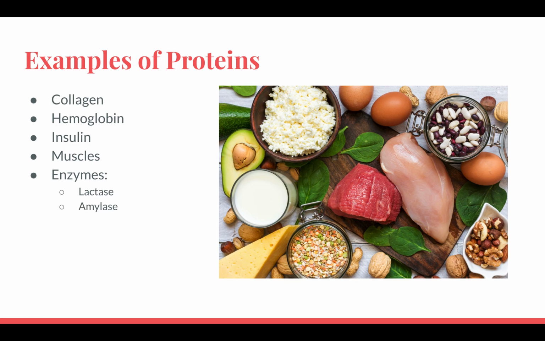So those are our notes for proteins. Hopefully, as we went along, you were taking notes on some of the different components of proteins that we need to know for our summative.